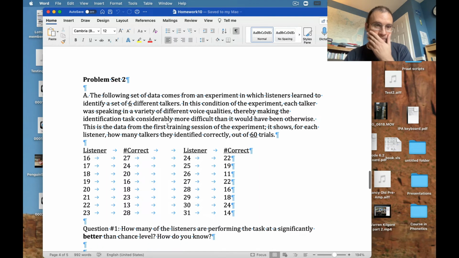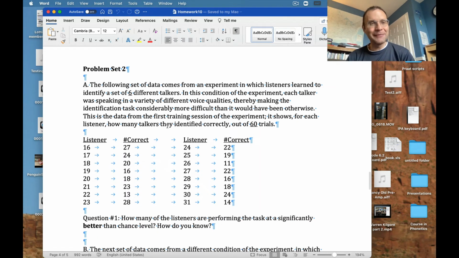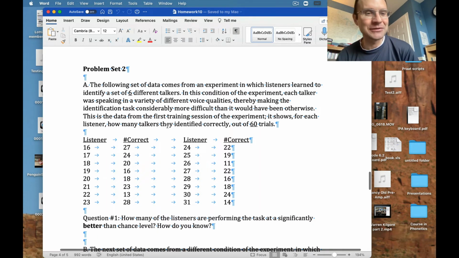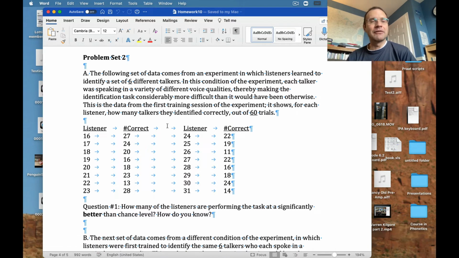Problem set number 2 is more perception experiment related because it comes from a couple of different experiments I've run over the years. Problem set 2, question A: the following set of data comes from an experiment in which listeners learned to identify a set of 6 different talkers. In this condition, each talker was speaking in a variety of different voice qualities, making the identification task considerably more difficult than it would have been otherwise.